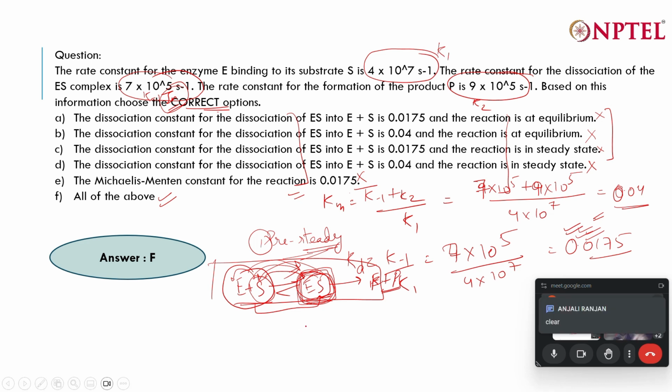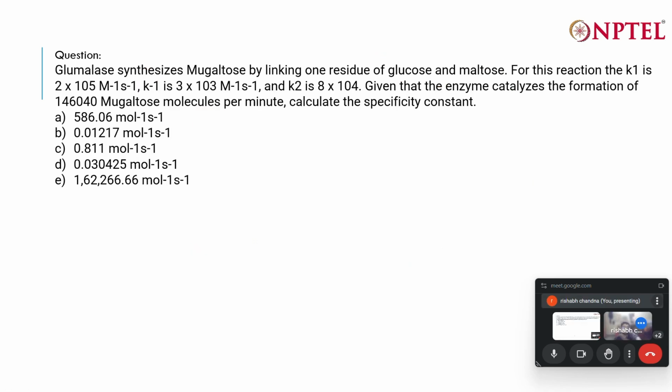Okay, so let's move on to the next question. Glucoamylase synthesizes a galactose by linking one residue of glucose and maltose. For this reaction, the K1 is this, K minus 1 is this, and K2 is this. Given the enzyme catalyzes the formation of 146040 galactose molecules per minute, calculate the specificity constant of the enzyme. So please calculate and let me know.